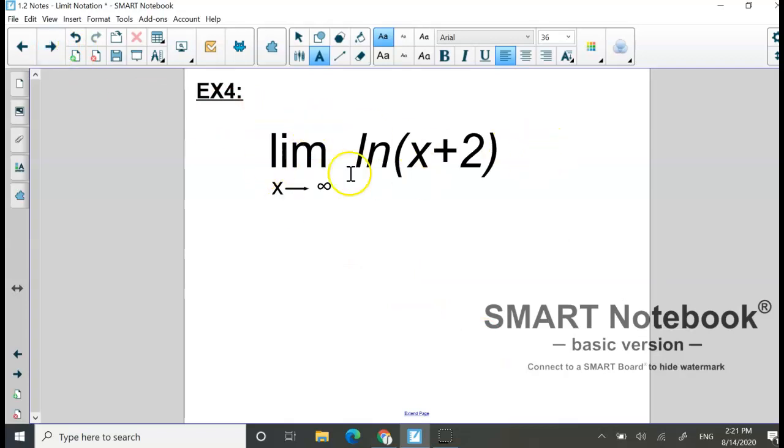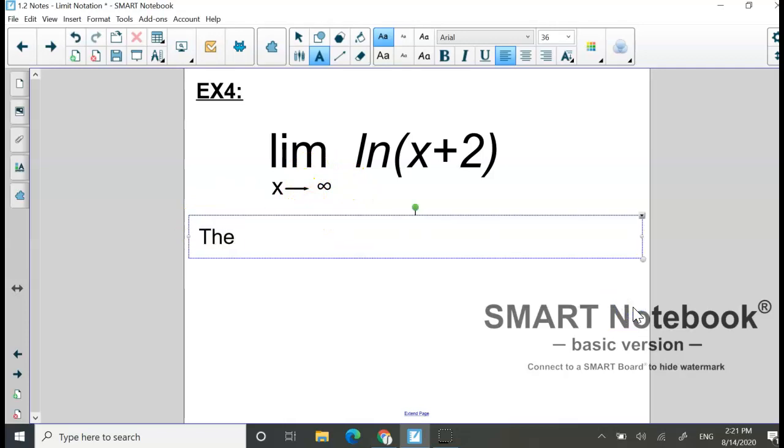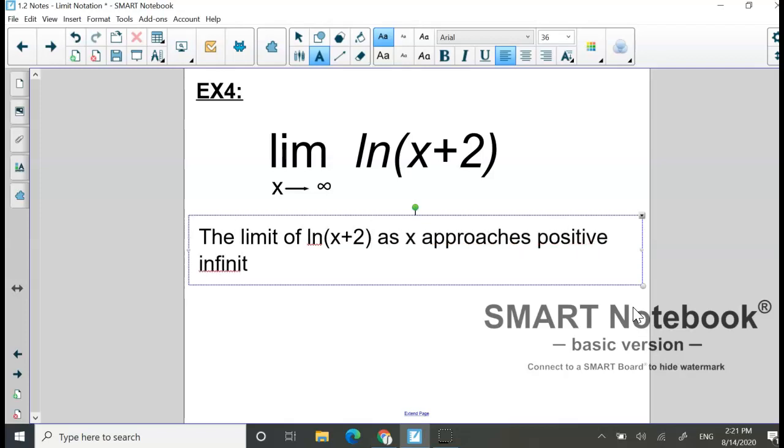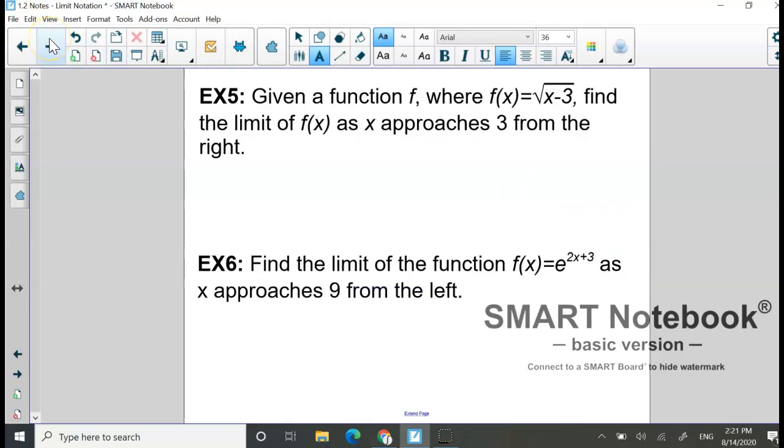Okay, here's another one. We've got an infinity here. So we would say that this is the limit of natural log of x plus 2 as x approaches positive infinity. The positive is not necessary there. You could leave the positive off and just say infinity, because if we just say infinity, positive is assumed. But I kind of like to put it there just to make sure we're going in the right direction.